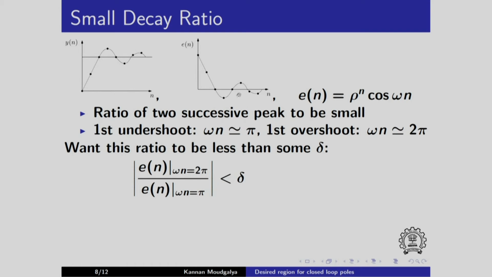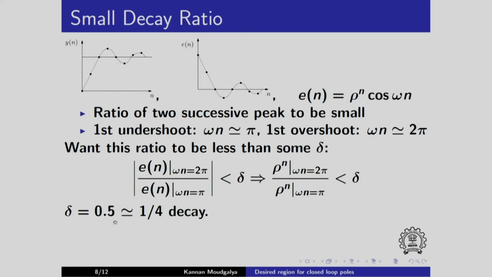So the first overshoot by first undershoot, the absolute value should be less than delta, which would mean, when I substitute and take the modulus, I get this expression. Cos omega n will go away. This should be less than delta. Now what is this delta?